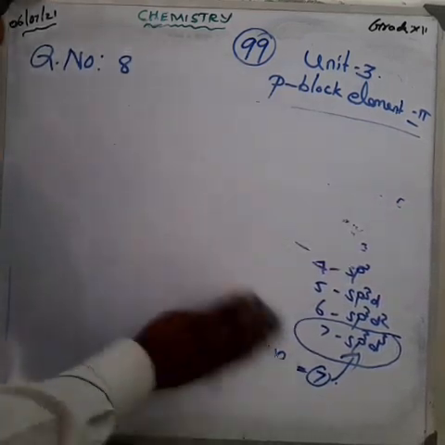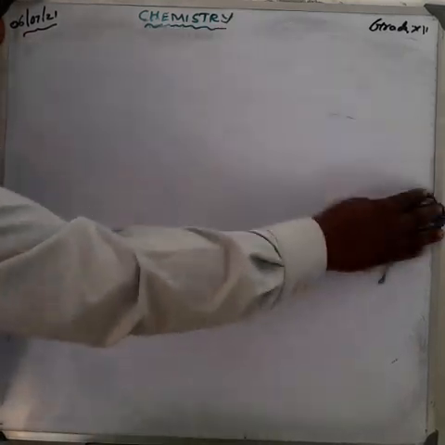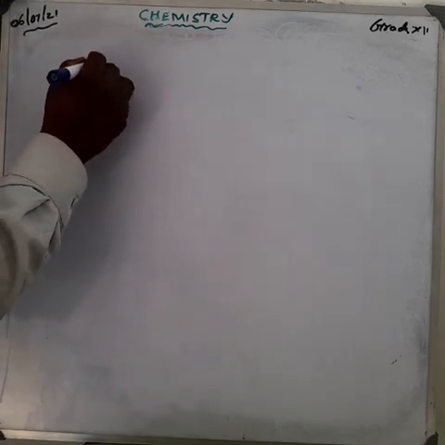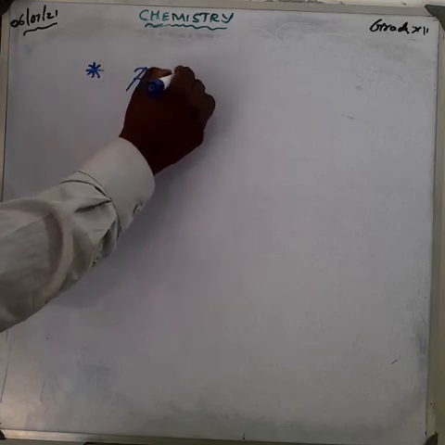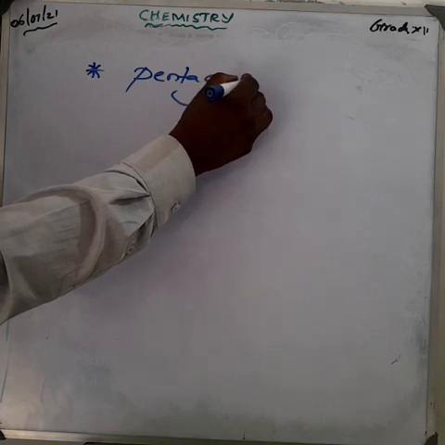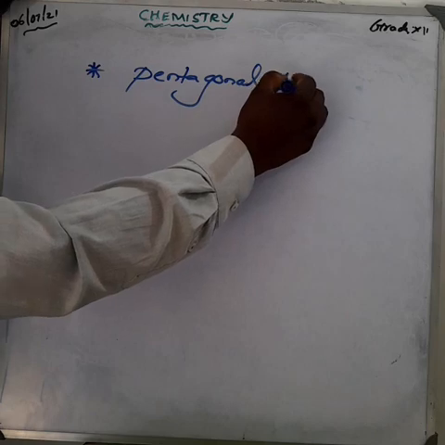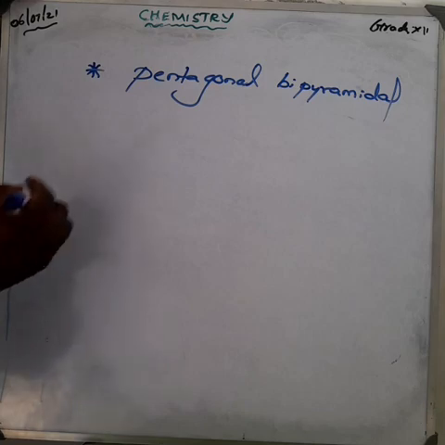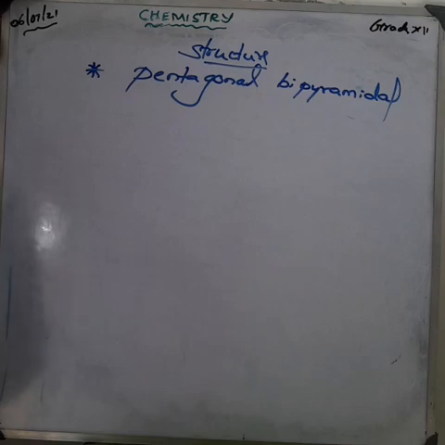What is our structure? That is also important. Give the structure. There is no lone pair of electrons. So our expected structure is pentagonal bipyramidal. Okay, that's all about today's portion.